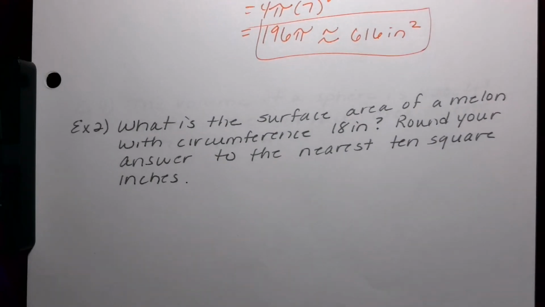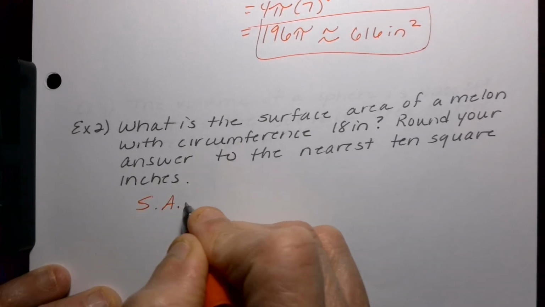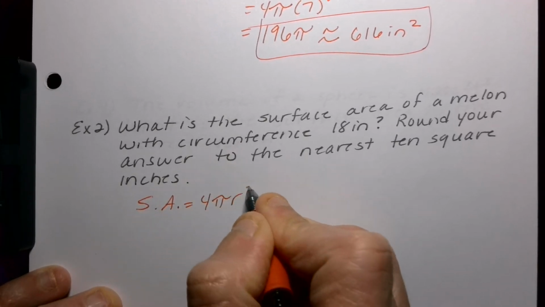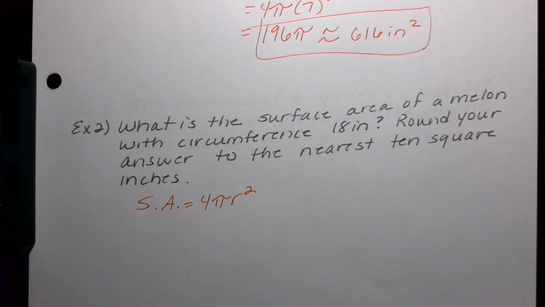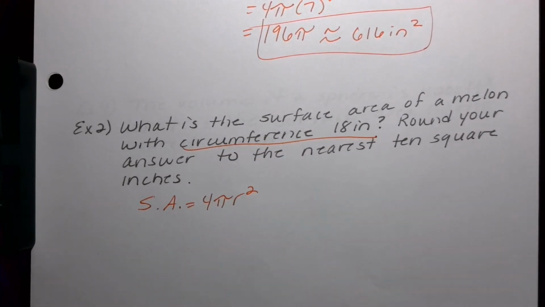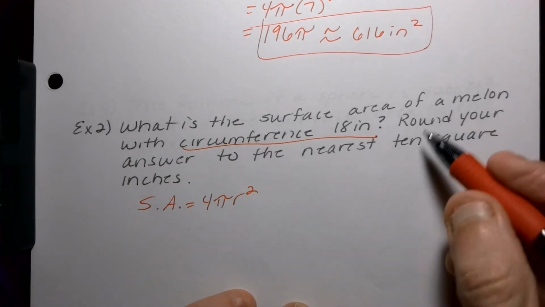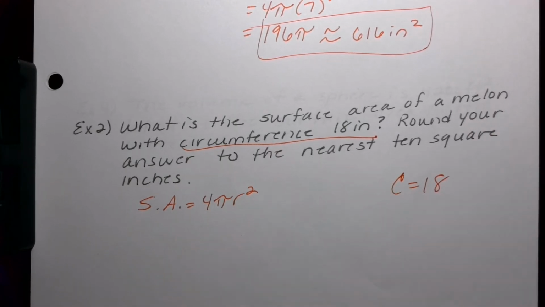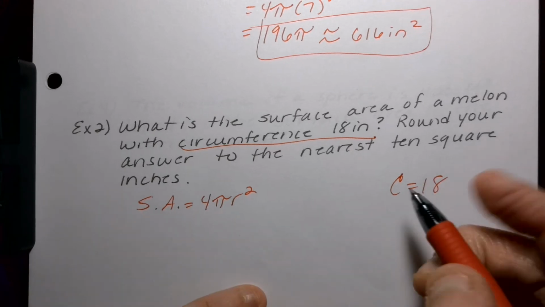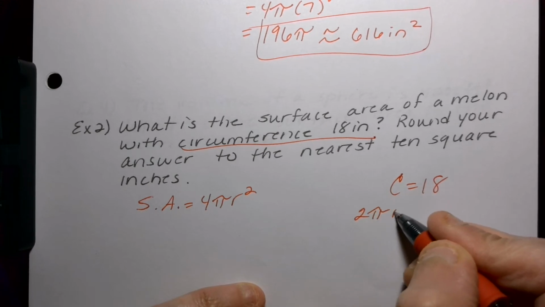Next, what's the surface area of a melon with a circumference of 18? Okay, so again, we put our formula. We want surface area. But we are not given the radius, are we? We are given the circumference. So we are going to have to do a little work to get that radius. We are given the circumference is 18. You know the formula for circumference. What is it? Yep, pi times diameter is one of them. But what's the other one that has the radius in it? That's right, 2 pi r.